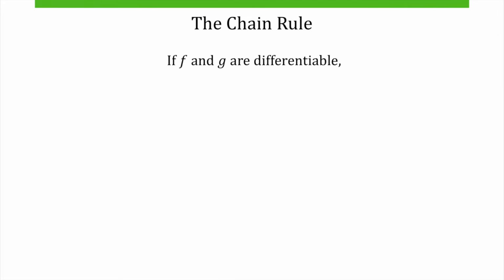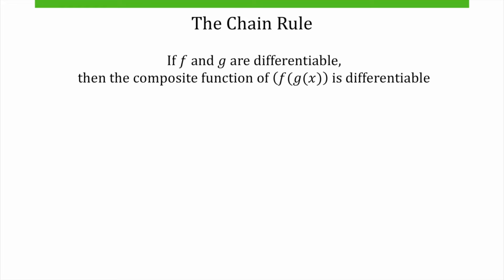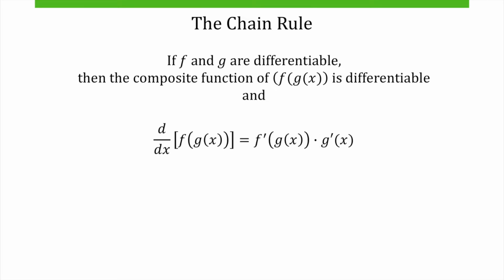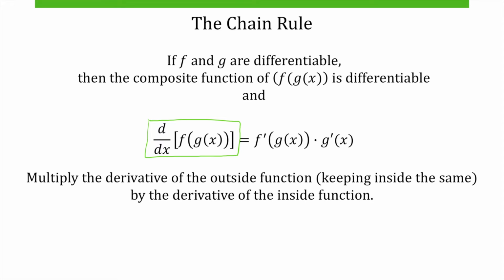The chain rule. If f and g are differentiable, then the composite function f of g of x is also differentiable, and that's the chain rule. So this is saying if we're going to take the derivative of a composite function, what you do is multiply the derivative of the outside function, keeping the inside the same, by the derivative of the inside function.